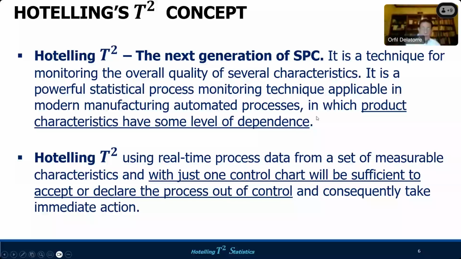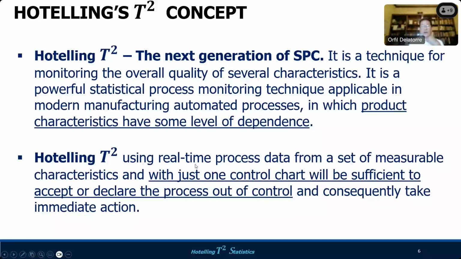And the Hotelling T-square uses real-time process data from a set of measurable characteristics, and just one control chart will be sufficient to accept or declare the process out of control and subsequently take immediate action. Okay, that's the beauty. Now let's see the benefits then, because once you see the benefits, maybe you're going to be enrolled in using the T-square in the future.